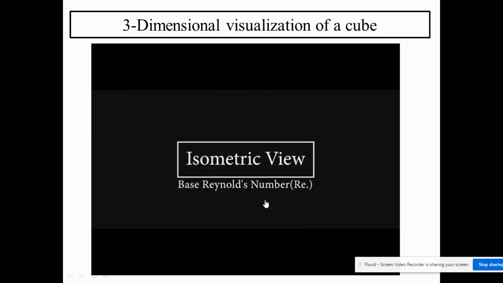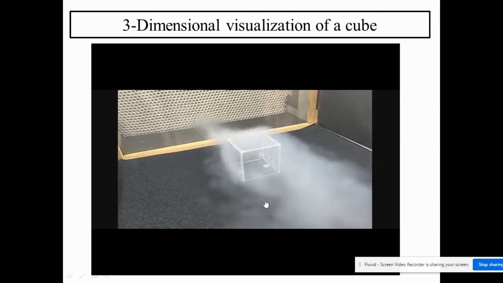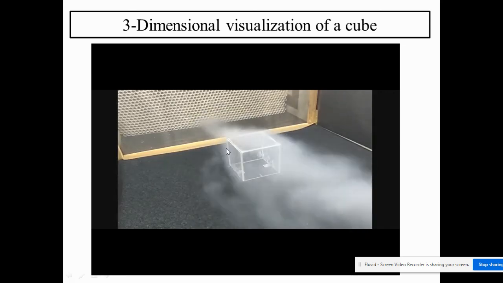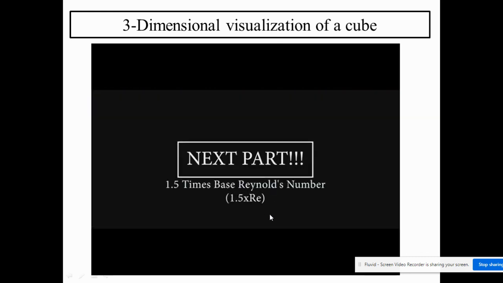Now we can see the isometric view. So in the isometric view, we can see the three-dimensional vortices locating. So the vortices shed away from the cube, increasing the Reynolds number.